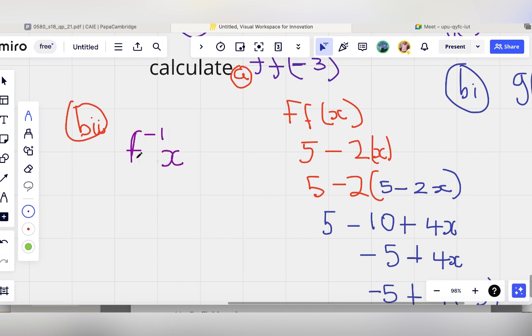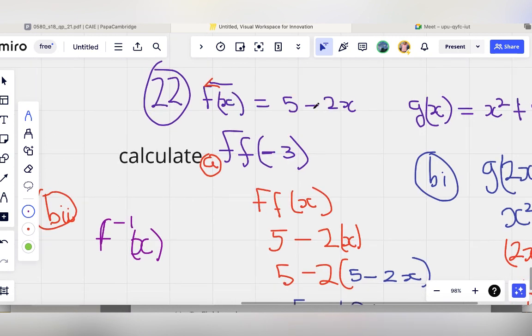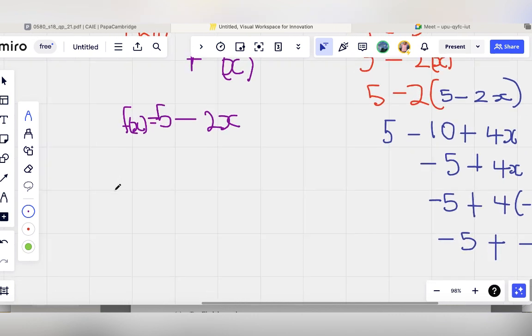To do that, you say let this f of x be equal to y. First of all, write it: f of x is 5 minus 2x. We are not mistaken, 5 minus 2x is the f of x. To find the inverse, the next thing to do is say let this f of x equal y. So you write y equal to 5 minus 2x.